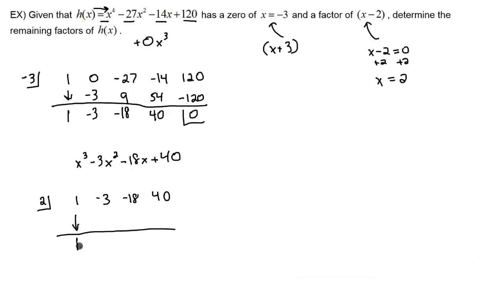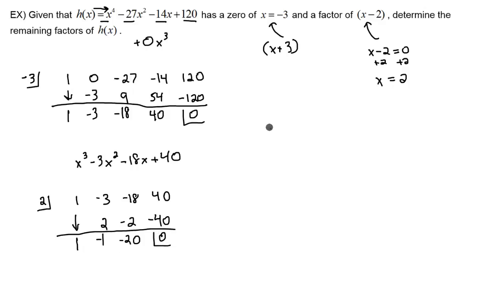So I've even brought down my 1, and we go to this 2. 2 times 1 is 2. Add these together, I get negative 1. Bring it back to 2. 2 times negative 1 is negative 2. Add these together, I get a negative 20. 2 times negative 20 is a negative 40. I add these two together, and I have my remainder of 0.